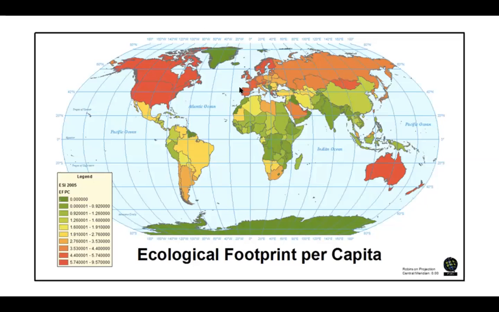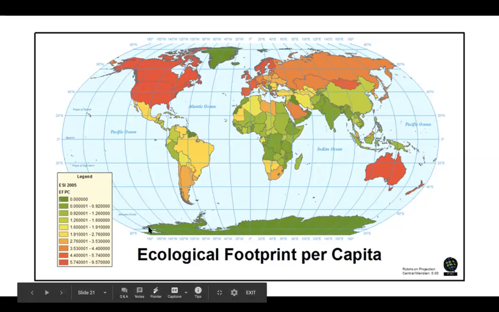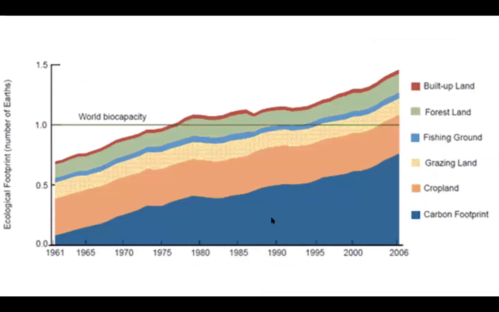Oops, sorry guys. These cold places, like Greenland over here, African countries, South Africa is very hot over here. Those are places where people are not exceeding their footprint. They don't really live there, or if they do, they're not very developed countries.